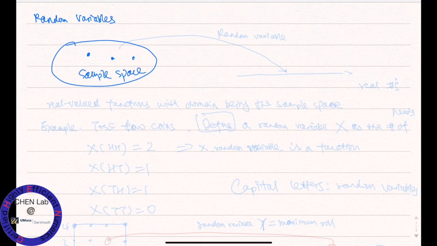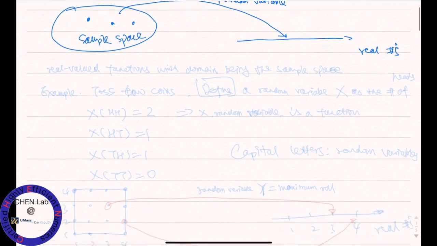What it does is that it actually is a function. X is a real value, a real number. The function goes from the sample space to the real numbers. This is what the random variable does. We'll give more examples.